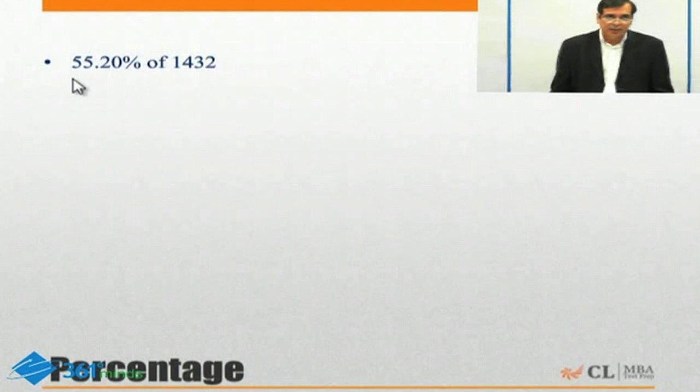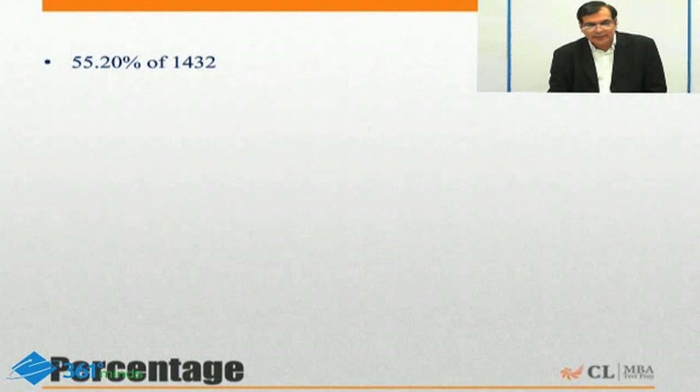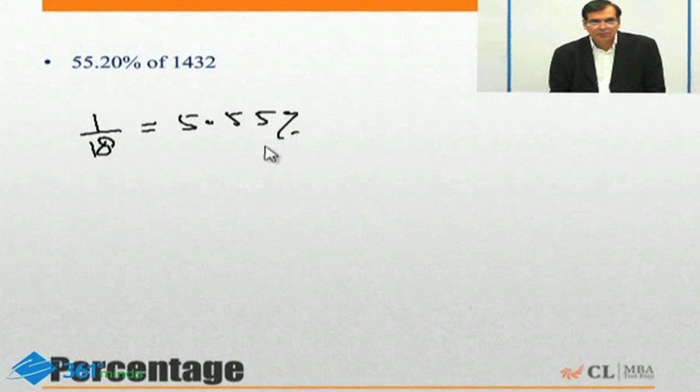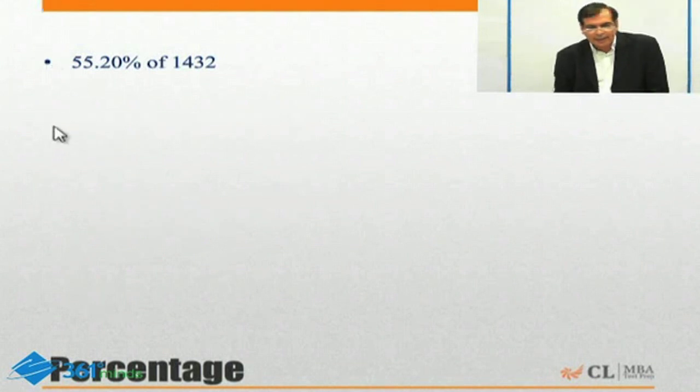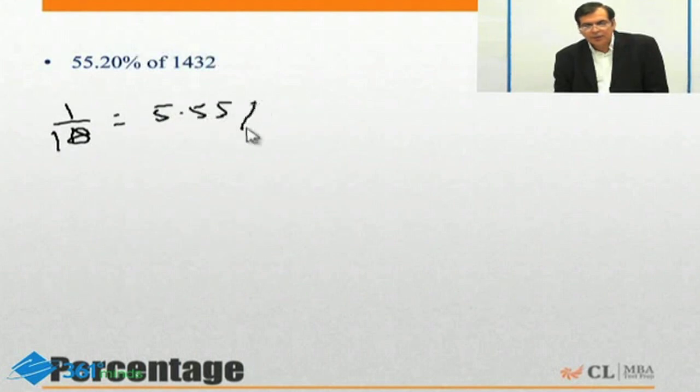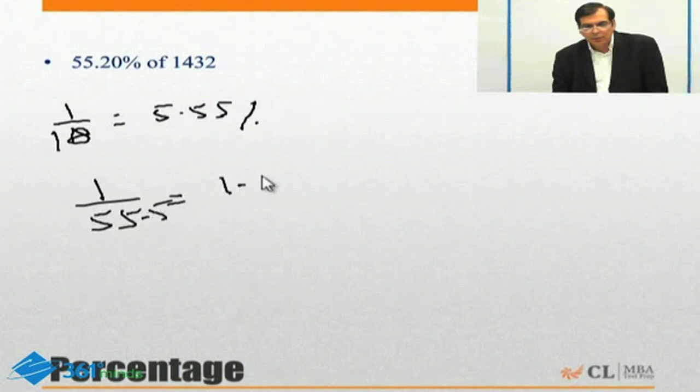Okay, there's another thing you could have done if you remember your reciprocals. If you remember your reciprocals, 1 by 18 is equal to 5.55%. So I can even say 1 upon 5.55 should be equal to 18. Or I can say if 1 by 18 is equal to 5.55%, then I can even say 1 by 55.5 should be equal to 1.8%.